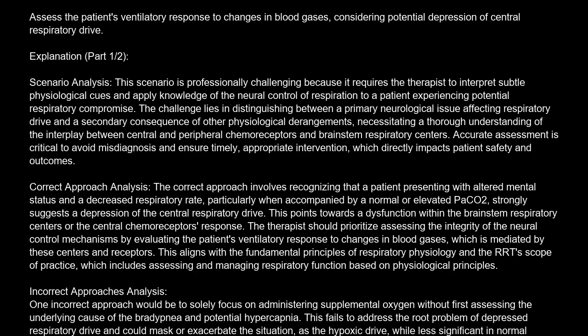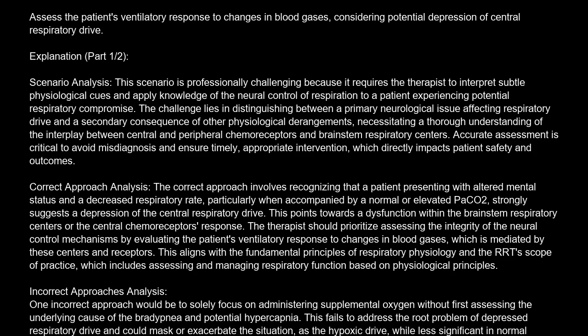knowledge of the neural control of respiration to a patient experiencing potential respiratory compromise. The challenge lies in distinguishing between a primary neurological issue affecting respiratory drive and a secondary consequence of other physiological derangements, necessitating a thorough understanding of the interplay between central and peripheral chemoreceptors and brainstem respiratory centers. Accurate assessment is critical to avoid misdiagnosis and ensure timely, appropriate intervention, which directly impacts patient safety and outcomes.